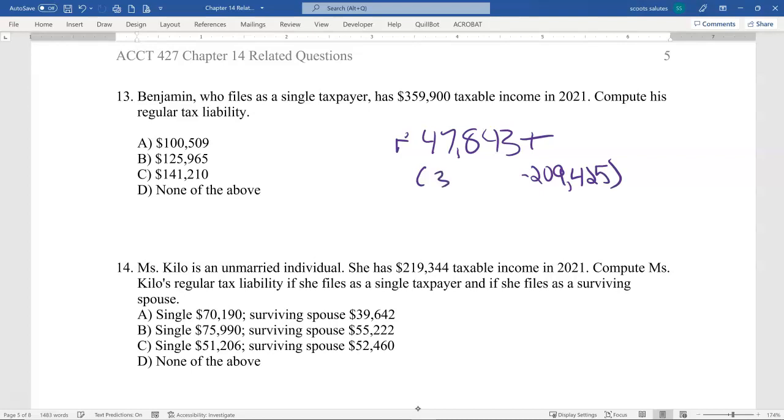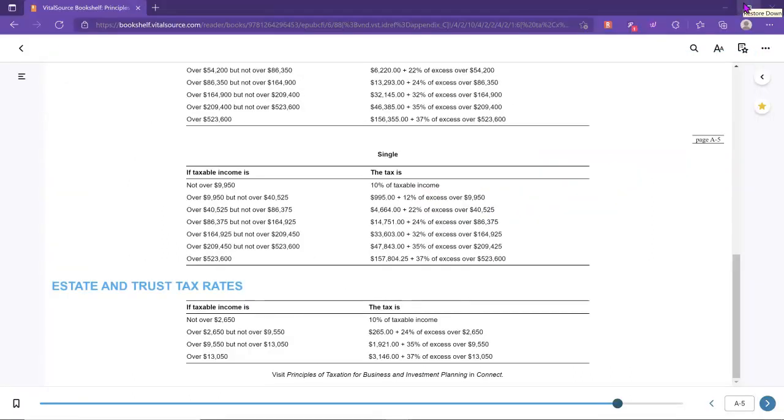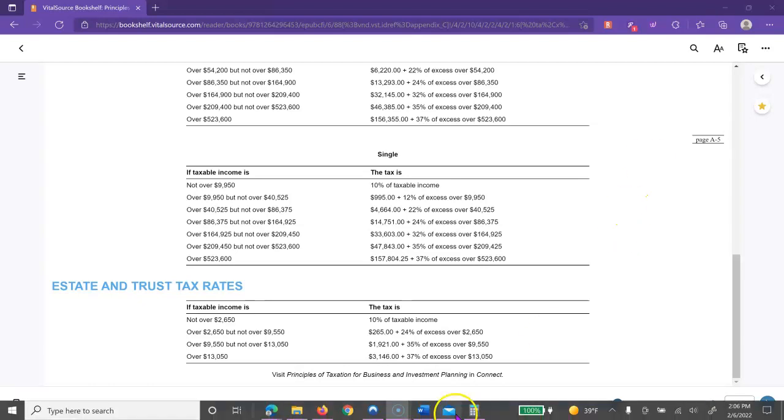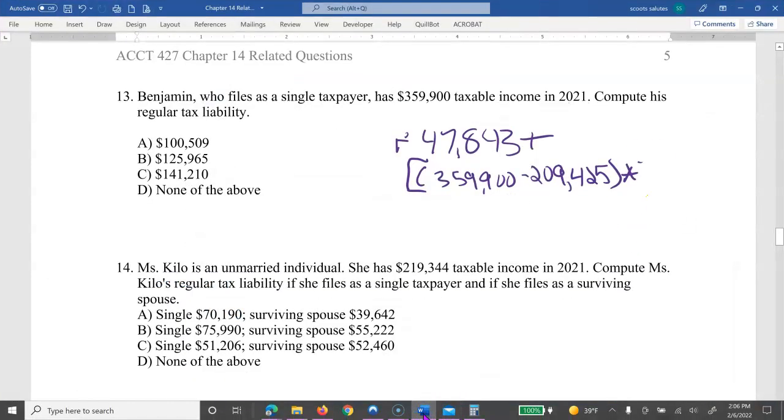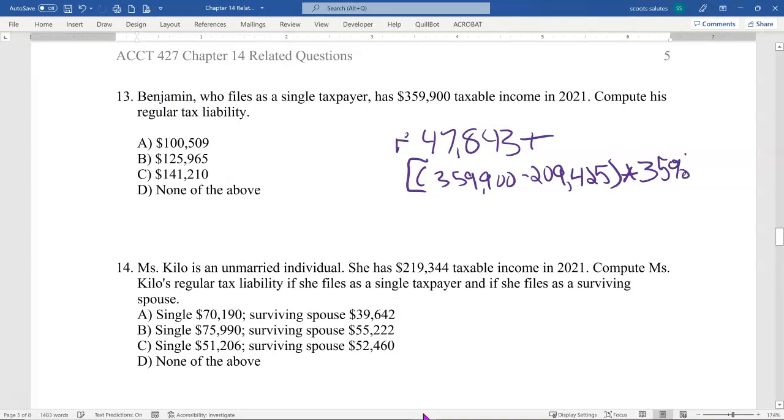So we're going to take the $359,900, subtract that, I guess we put that in brackets, multiplied by, once again, we're in the 35% tax bracket. So that amount multiplied by 35%, and that would close the bracket. So $47,843 plus the difference between $359,900 and $209,425 multiplied by 35%.